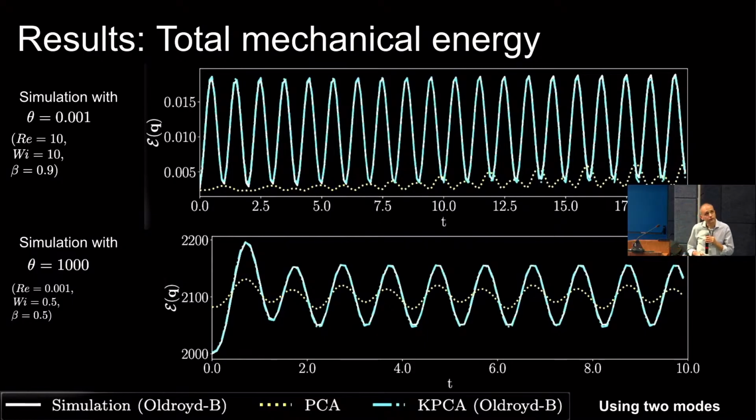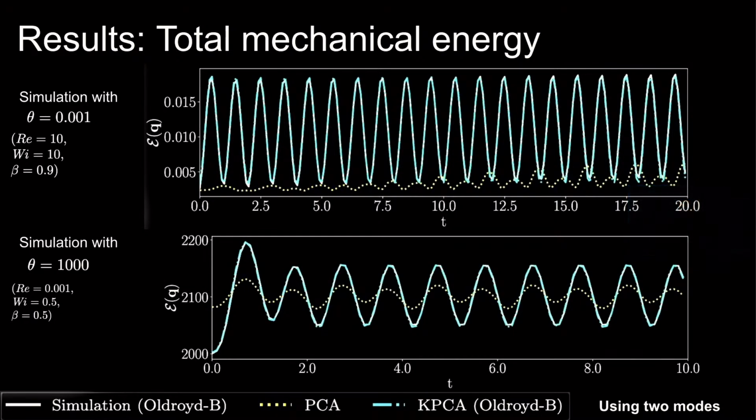Okay. We selected 2 different simulations where you combine the parameters like Reynolds, Weissenberg, and beta. If you compare, we have the simulation using Oldroyd-B, the PCA, the linear version, and the kernel PCA using that description in terms of the Oldroyd-B. In this case, we are just using 2 modes in the dimensionality reduction, and note that the PCA is underestimating the results compared with the simulation, while the kernel, the nonlinear version, can capture it very well.